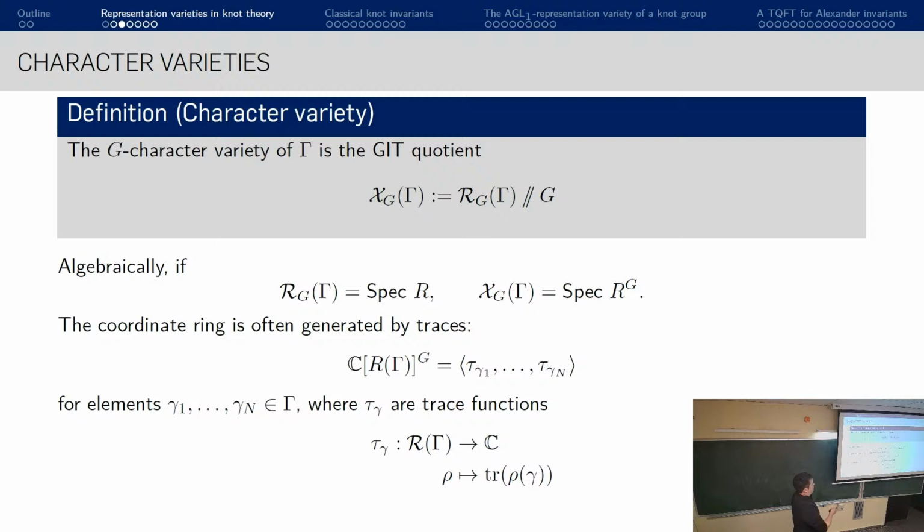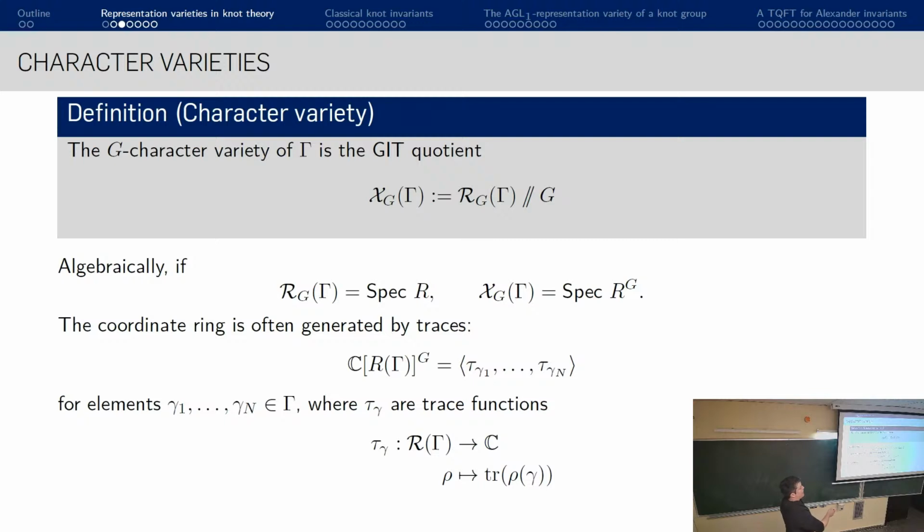And then, thinking about functions, the coordinate ring of invariant functions, that's the coordinate ring of the representation space, is in most cases generated by trace functions. What do I mean by trace functions? You pick any element gamma of your finitely generated group, and then any representation, you can always evaluate that representation on gamma. That rho of gamma is an element of G, and then you can take the trace.